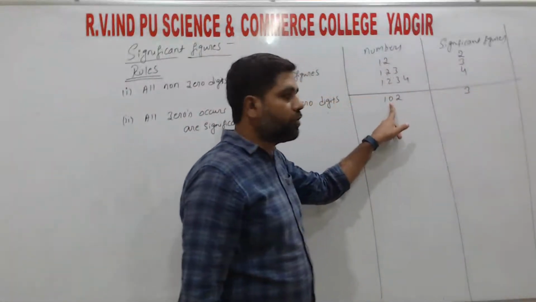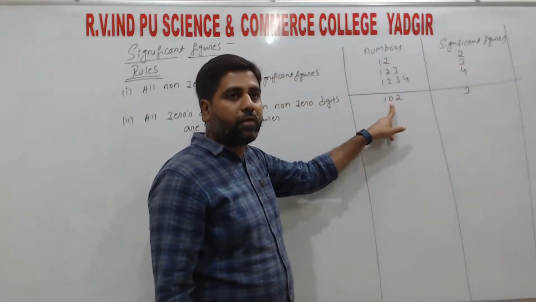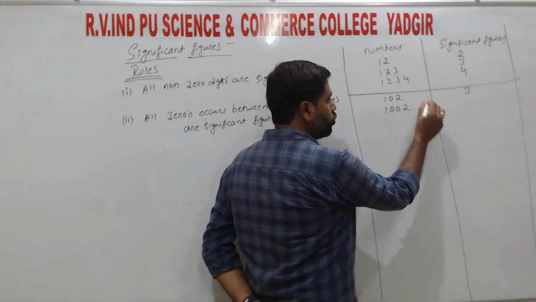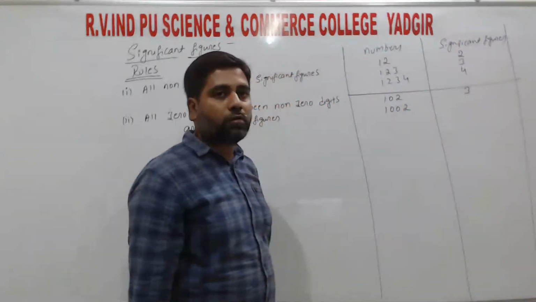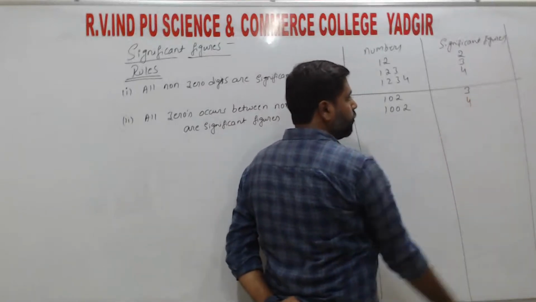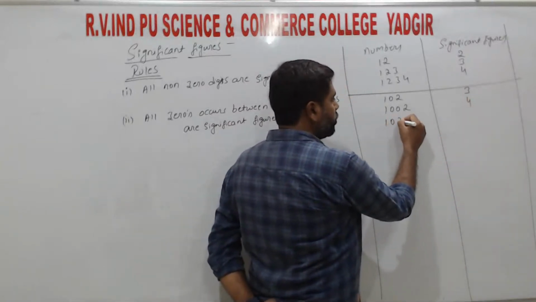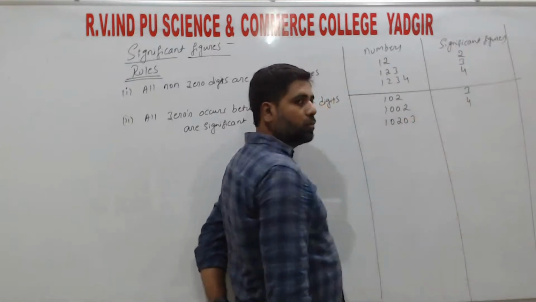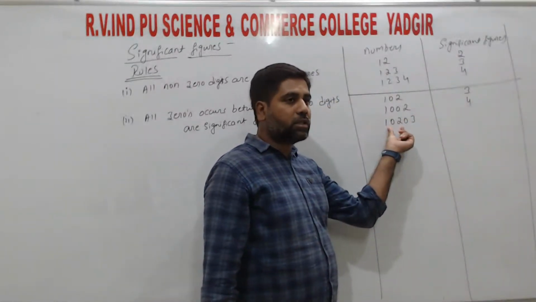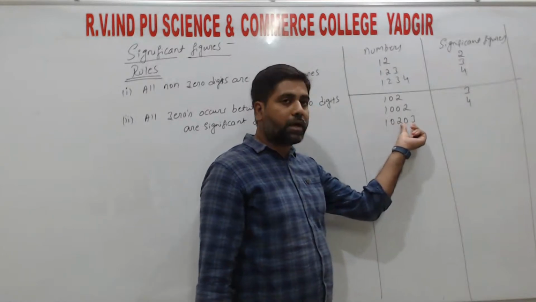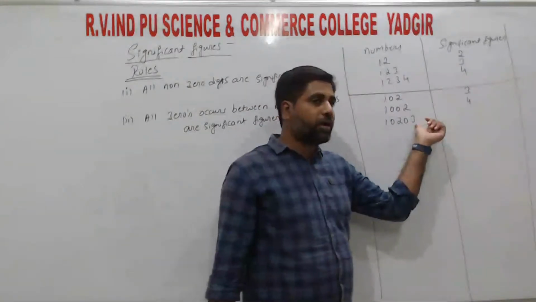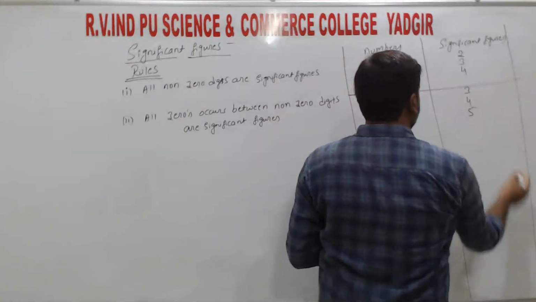So we consider 0 as one significant figure, right? So 1002, two zeros between two non-zero numbers, so significant figures is 4, right? So 10203, right? So one 0 lies between two non-zero digits and another 0 lies again between two non-zero numbers, so the significant figures is 5.